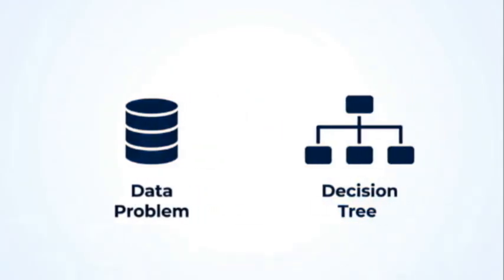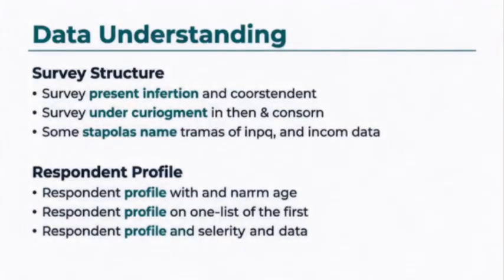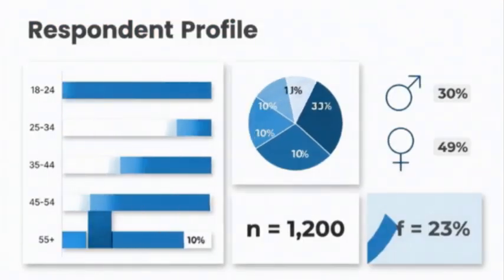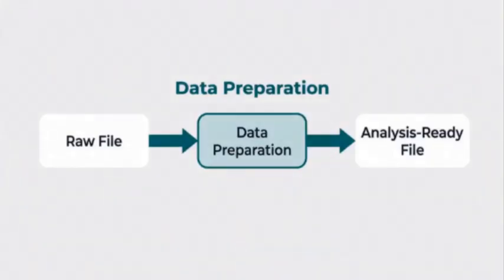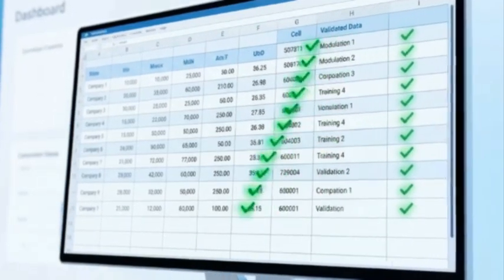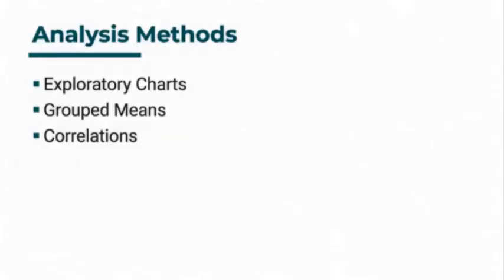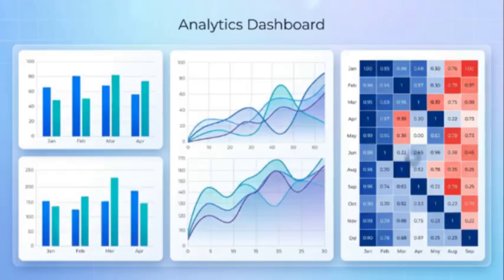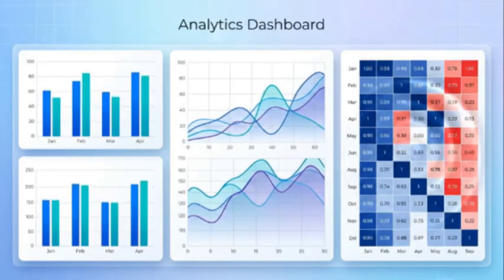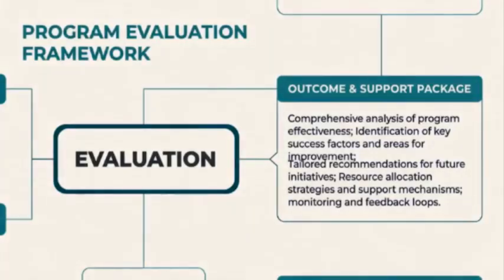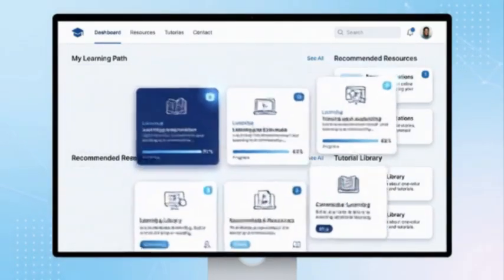Next, the data understanding phase examines the survey structure, the variables available, and the initial respondent profile to assess its quality. The data preparation phase is the technical work of transforming the data, where I clean the raw file into an analysis-ready file. The analysis phase then applies statistical techniques to this clean data, using exploratory charts, grouped means, and correlations to uncover patterns. Finally, the evaluation phase interprets these patterns, translating the analytical findings into a practical and targeted support package for students.